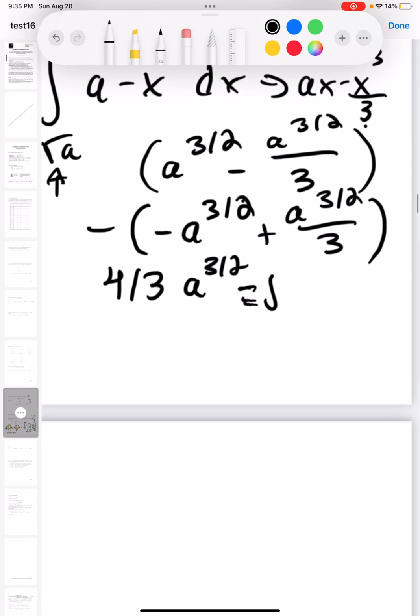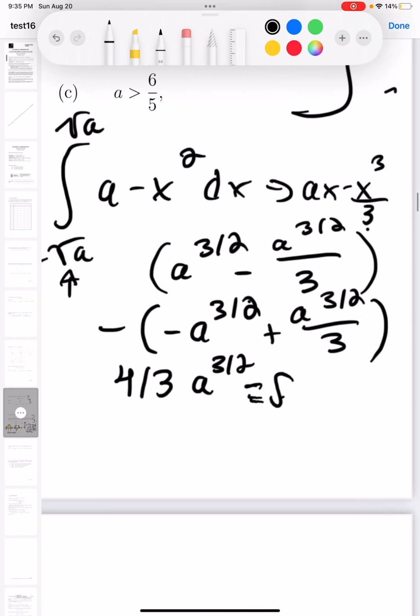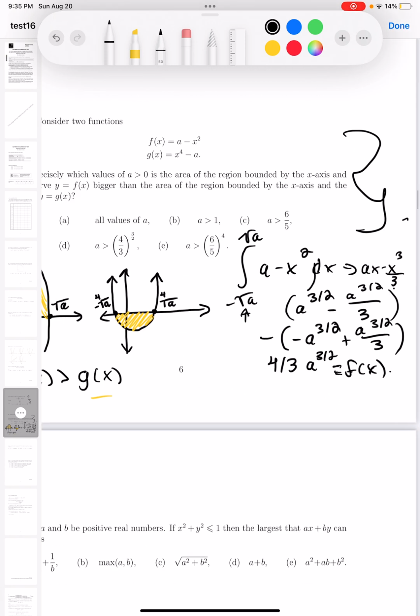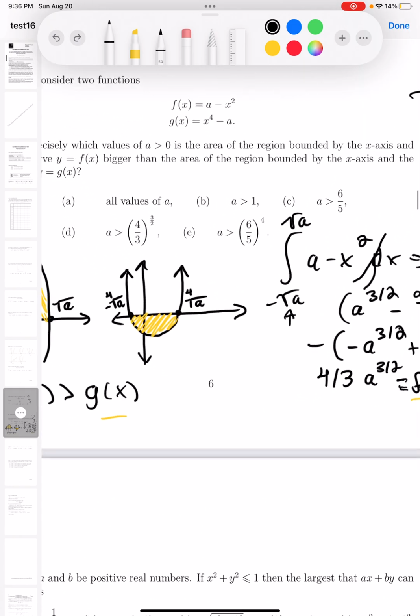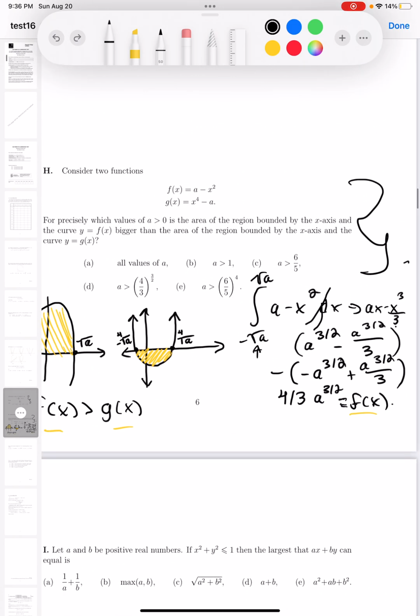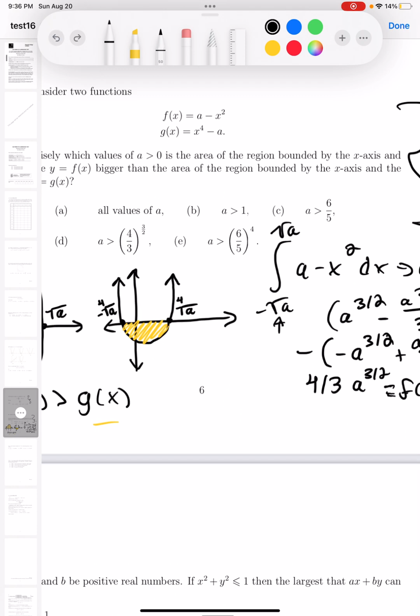And this is equal to the area for f of x. That region, I'm referring to the yellow region, obviously. I'm trying to break this down slowly so you can understand what I'm doing. And then we can do the other one. Let's do the other integral.